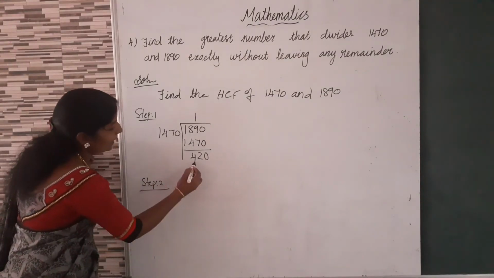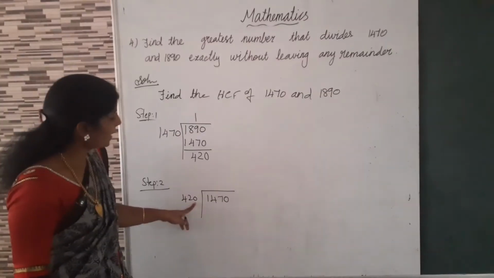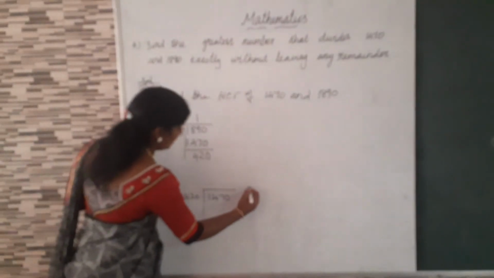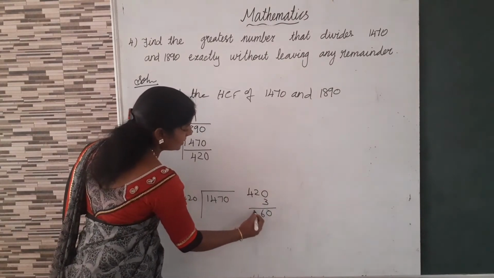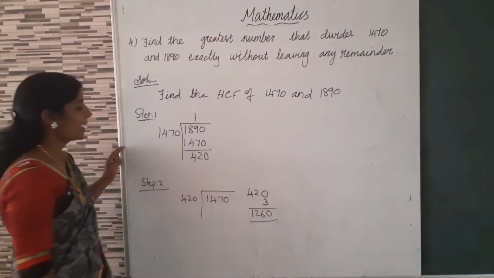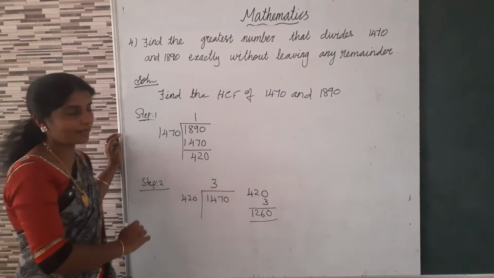Okay. Then step 2. Remainder is the new divisor. Old divisor is the new dividend. 1470. Now 420. How many times? 420, 3 times means 0, 6, 12, 1260. Isn't it? So 3 times. 4 times means more than 1470. So we can't take 4 times. 1260. Now 0, 7 minus 6 is 1, 4 minus 2 is 2.